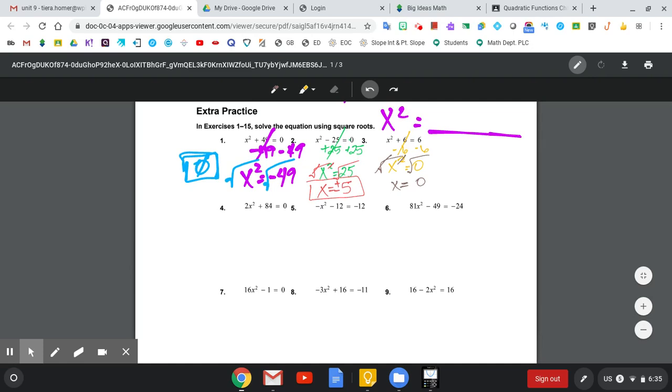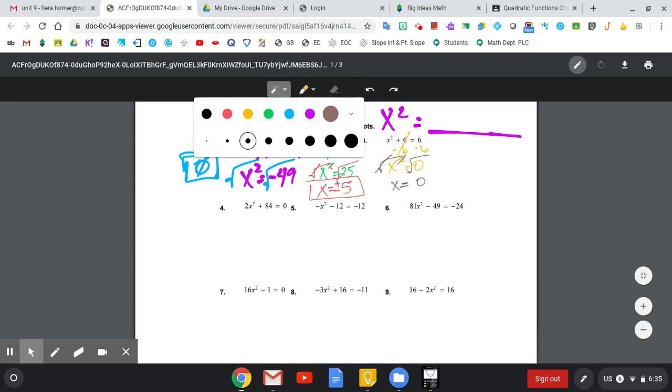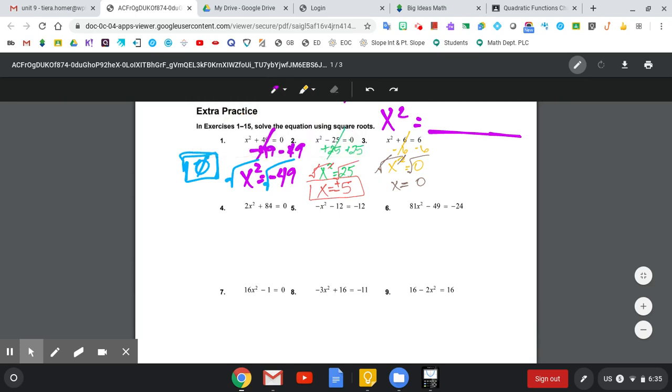Okay, number 4, we have 2x squared plus 84 equals 0. So again, we want to start getting the x squared by itself first. Notice that it's not just an x squared anymore. We have this 2 in front of it also. But we still want to move whatever we're adding or subtracting first. So my very first step is I want to move that plus 84. To undo plus 84, we're going to subtract 84. What we do to one side, we do to the other. On the left side, I'm just left with my 2x squared. Then on the right side, 0 minus 84 is a negative 84.